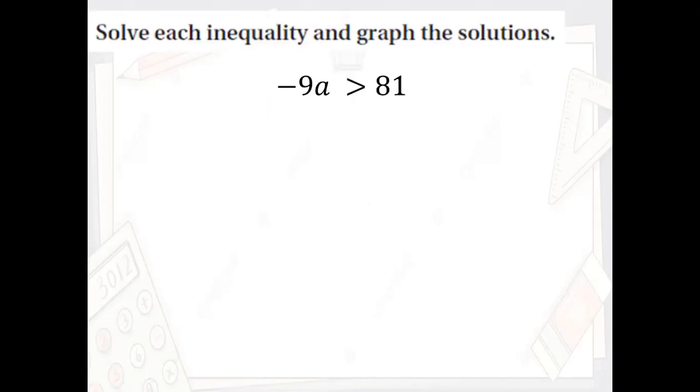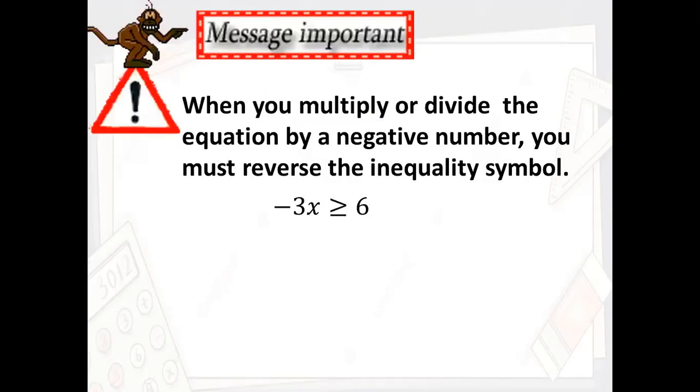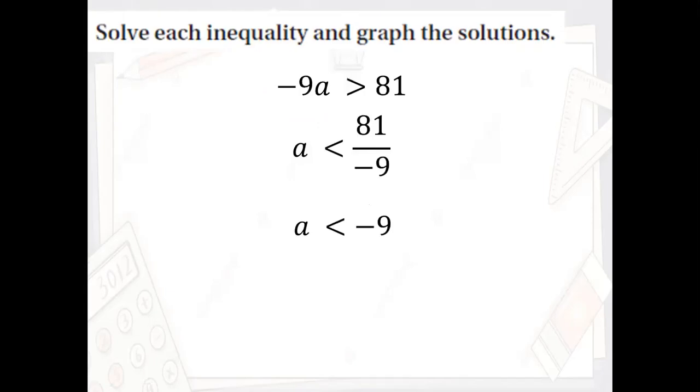Well, let's look at one more example. Negative 9a is greater than 81. To remove the negative 9 from here, we need to definitely divide both sides, right? So a is going to be less than 81 over negative 9. 81 divided by negative 9. Wait, why did the sign flip here?